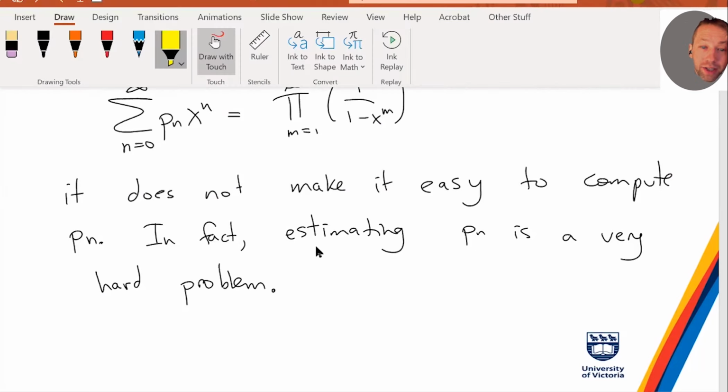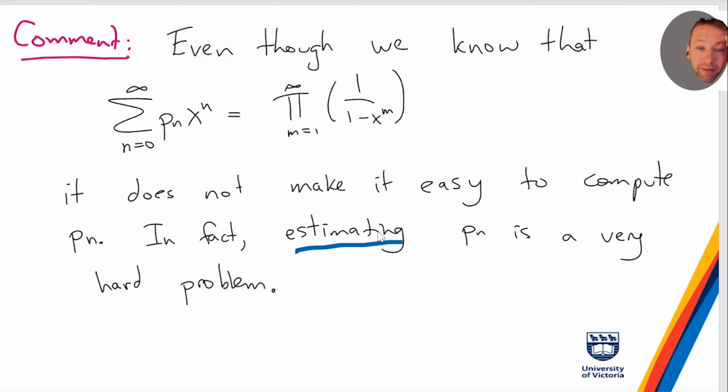I should say that even getting a rough idea of how fast P_n grows is a very hard problem. I think the textbook even mentions that in the movie The Man Who Knew Infinity, which is a movie about Ramanujan, this is one of the things that comes up. So it's a very hard problem.